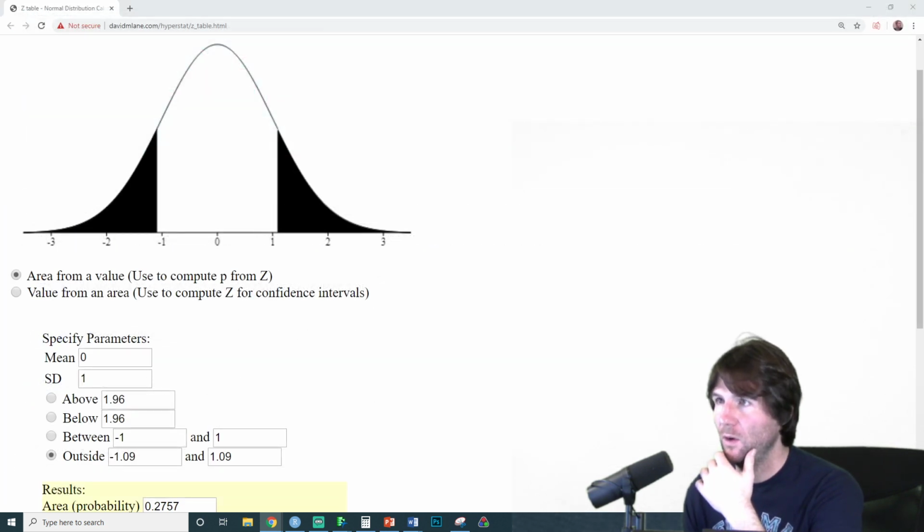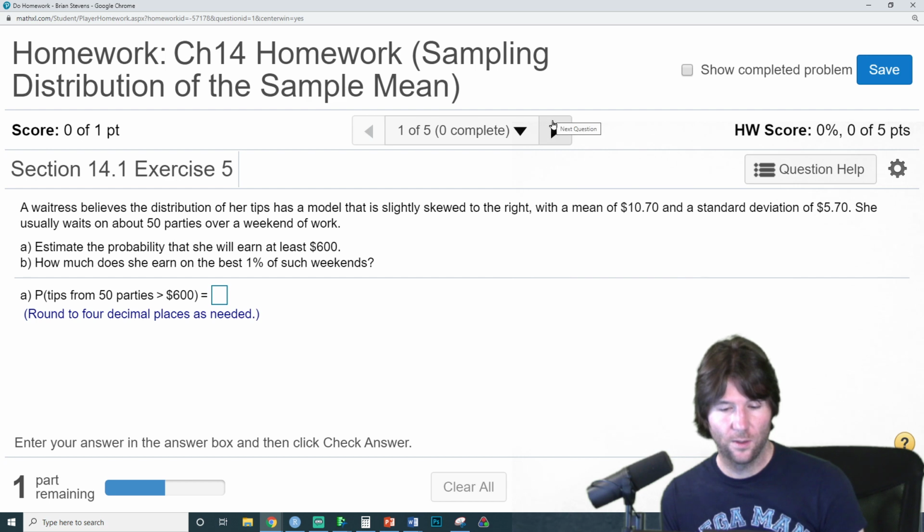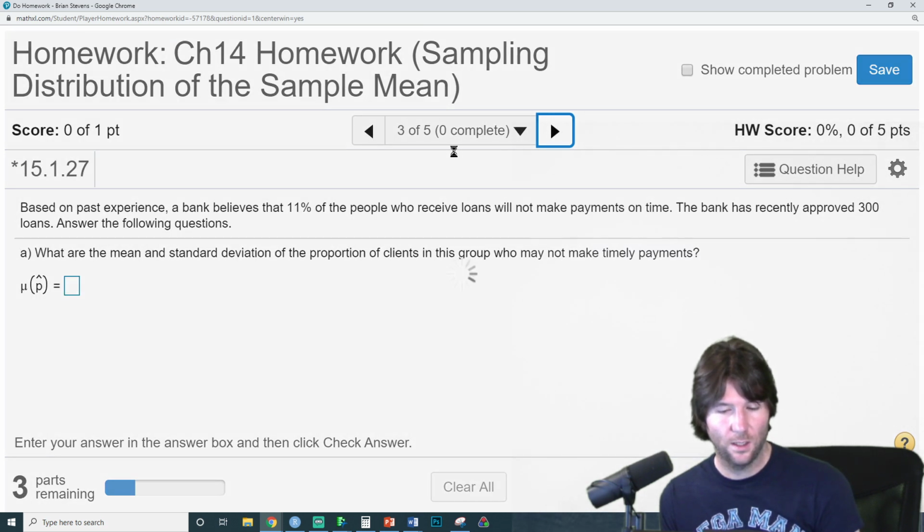So let's go back and grab the homework. Chapter 14, homework, sampling distribution for sample mean. And let's go to replace questions. Let's go here. And here we... Oh, there it is.